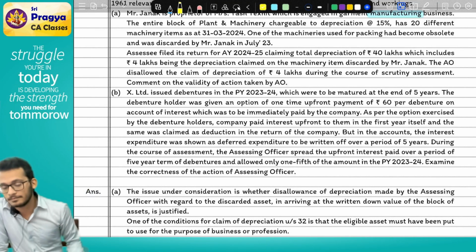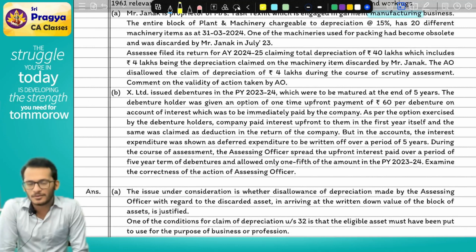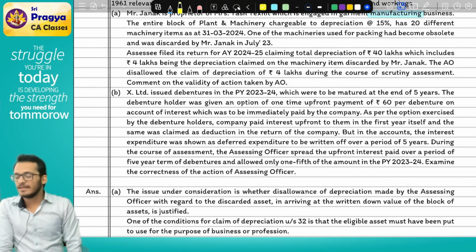Why, ma'am? When expenditure is fixed, we can estimate a fixed tenure for the expenditure. Okay. We have to write it off over that period. We discussed it in zero coupon bonds, is it? Correct. Yes, technically I would say the assessing officer is right.